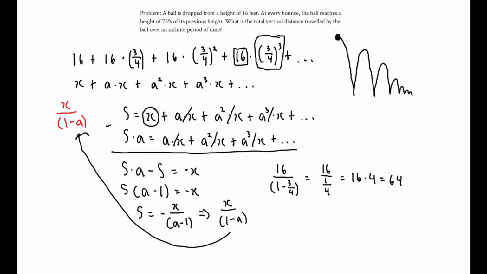So notice how there are two components for going up and then going down, which means that we have to multiply 64 by 2. However, we are not done yet. Notice how the ball only goes down by 16 feet once, not twice. So after multiplying 64 by 2, you have to subtract 16 to compensate for overcounting. So 64 times 2 minus 16 is equal to 128 minus 16, which is equal to 112 feet.